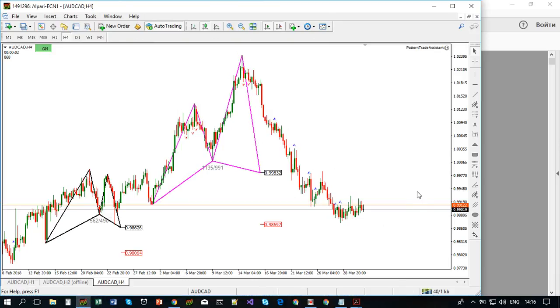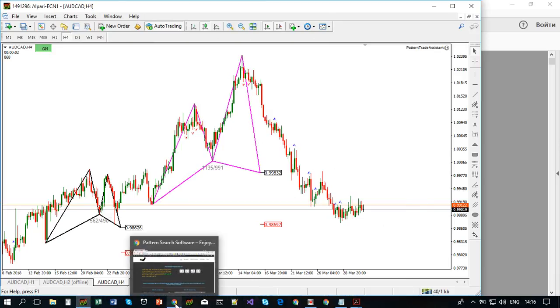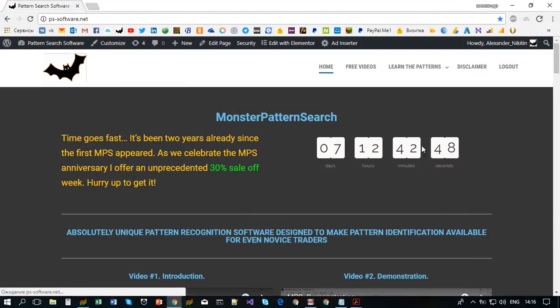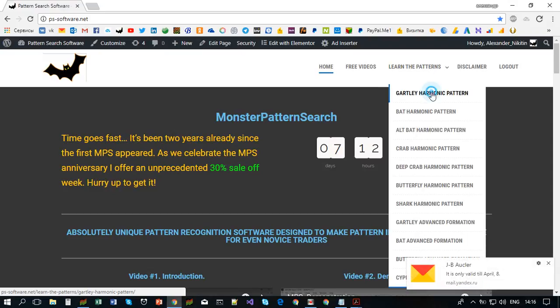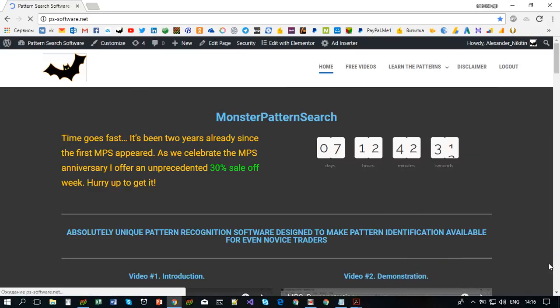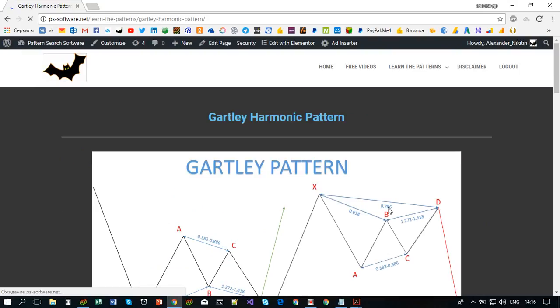Okay, let's go back. As for the rules of identification, trade execution and trade management, you can find them on my website. Click this Learn the Patterns tab and choose the pattern you are interested in, in case you already know the theoretical part, in case you already have read the books. Then you may go to learn some rules.